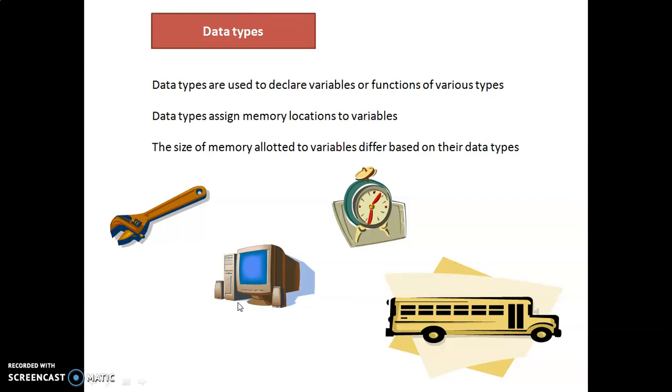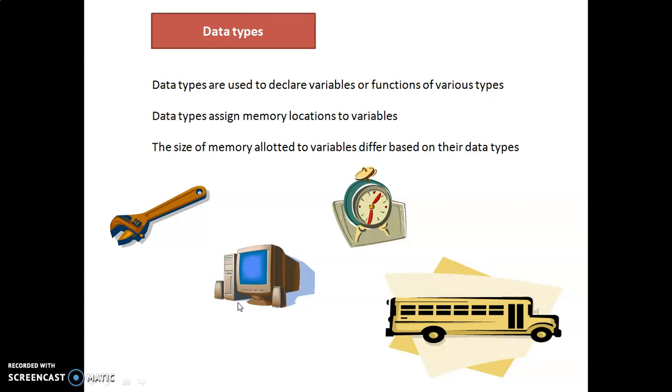There are 4 items here: wrench, clock, computer, and a bus. If we want to store all of them in our home, do they occupy the same amount of memory? What is your answer? No. Wrench occupies a small amount of memory. Clock occupies some more space than wrench. Computer occupies more space. And out of these 4, bus occupies a huge amount of space. That means all these items are occupying different amounts of space. All of them are not occupying the same amount of space.